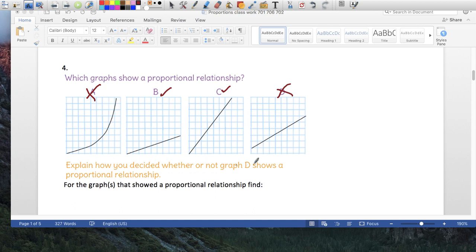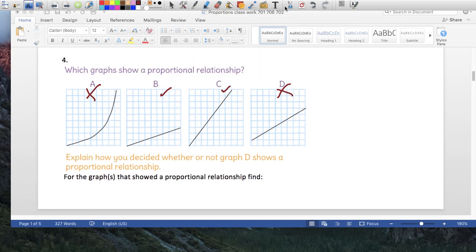So explain how you decided whether or not D shows a proportional relationship. Well, for D, I noticed that it doesn't start at the origin. It starts at 1 here on the y-axis, so definitely not a proportional relationship. So that's all gone. So now I'm left with B and C. For B and C, you're asked to find k, and you're asked to find the equation. Okay, so let's do that.